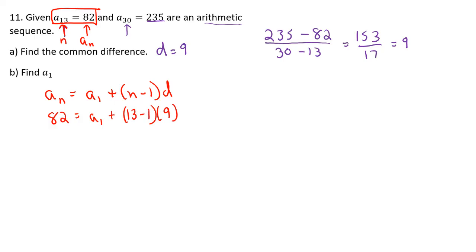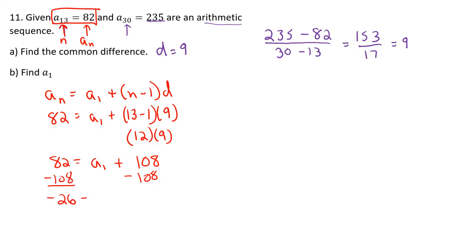So 13 minus 1 is 12. And then 12 times 9 is 108. And then 82 minus 108 is going to be negative 26 equals a sub 1. I have my first term.